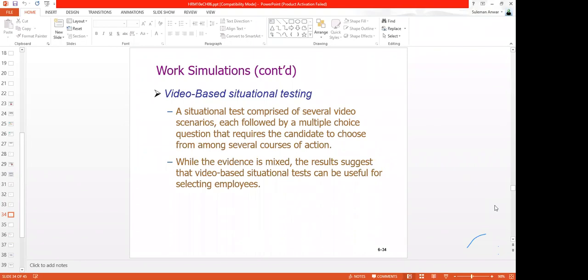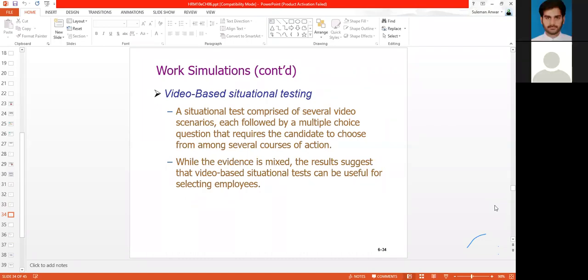There can be video-based situational testing as well. In video-based situational testing, a situational test comprises several video scenarios, each followed by a multiple choice question that requires the candidate to choose from among several courses of action. While the evidence is mixed, results suggest that video-based situational tests can be used for selecting employees. Okay, so video-based simulation testing is again one of the norms we can follow.